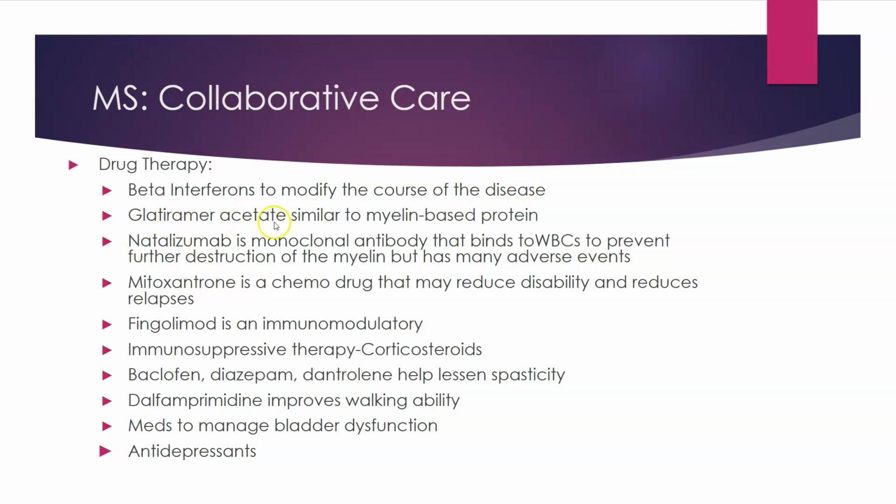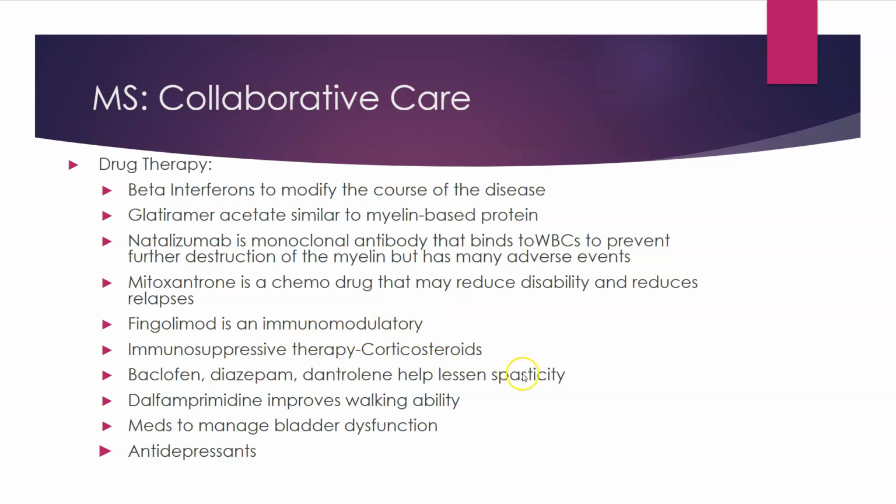Glatiramer acetate is similar to a myelin-based protein that we're trying to give them to support them. We can give them monoclonal antibodies that hopefully bind with WBCs to prevent further loss of the myelin. We can give a chemotherapy drug that's going to reduce the disability and reduce relapses. Immunomodulatory medications try to decrease that disease process, as well as immunosuppressants like corticotherapy.